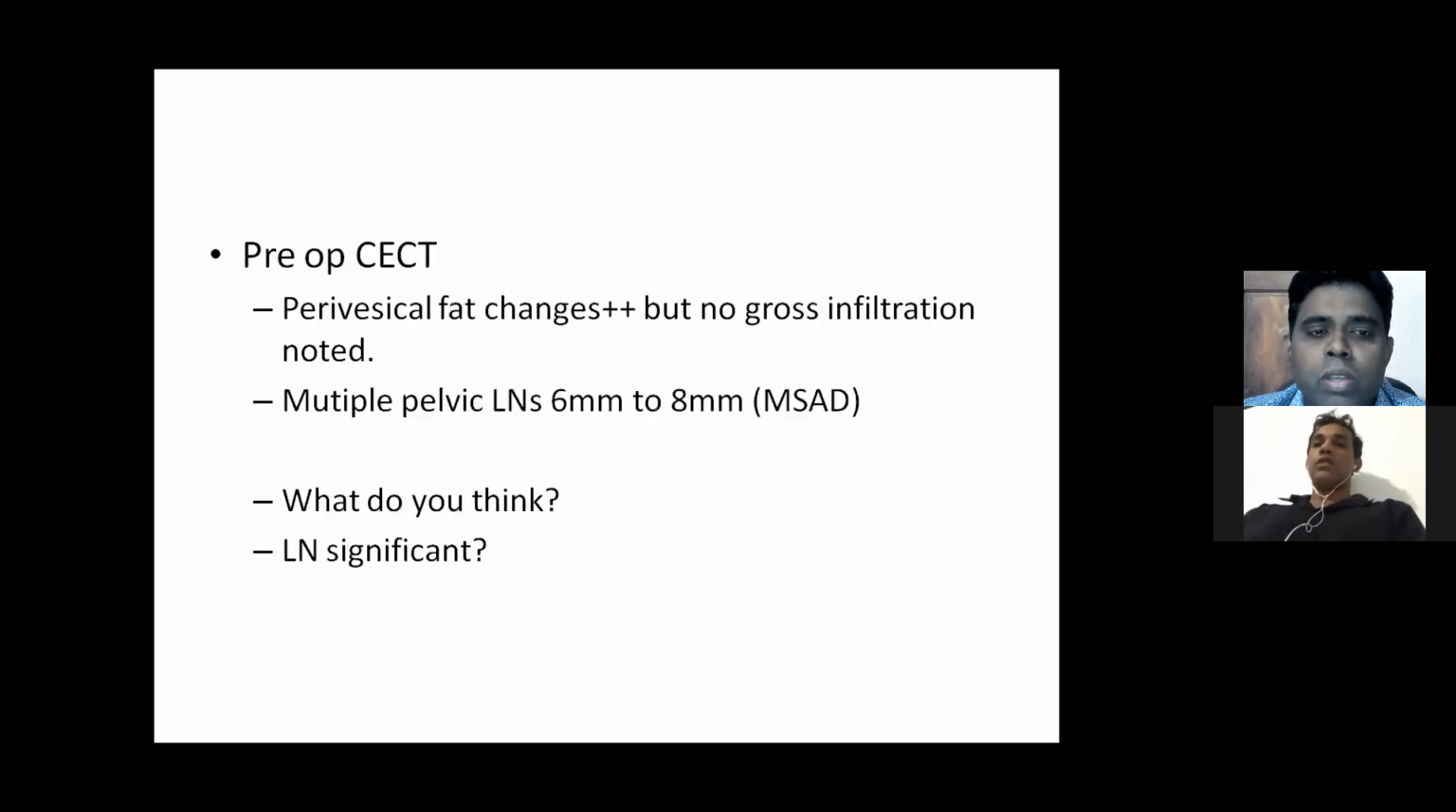Right. So you have done a preoperative CT, and that shows perivesical fat changes, but no gross infiltration. Multiple pelvic lymph nodes, mainly internal iliac and external iliac, are 6 millimeters to 8 millimeters in size. So do you think these lymph nodes are clinically significant?